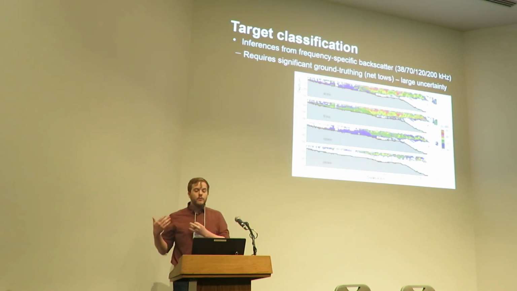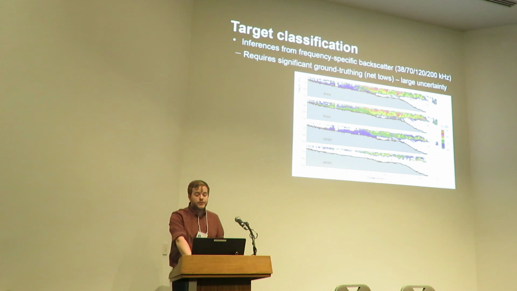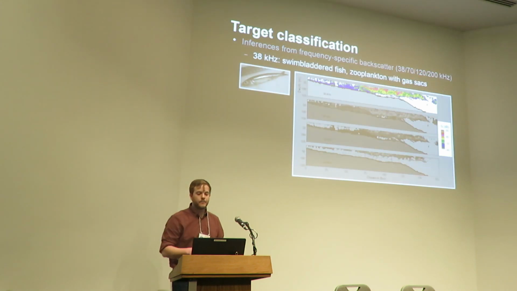So why are we using multiple frequencies? Because we look at these plots, what kind of animals are we looking at? And we can make some inferences from how backscatter varies as a function of frequency. This obviously requires significant ground truthing, so that's why we conduct our net tows and mid-water fish trawls. But there's still a fair amount of uncertainty, so just keep that in mind.